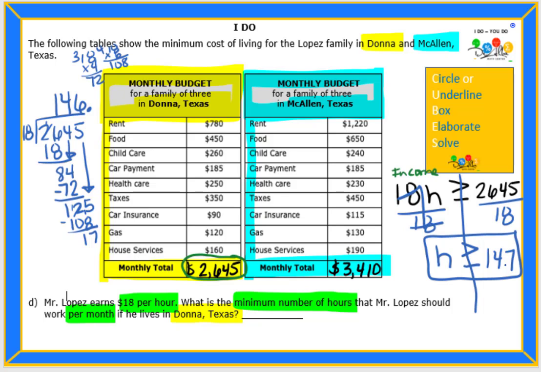So let's go back to our question. Mr. Lopez earns $18 per hour. What is the minimum number of hours that Mr. Lopez should work per month if he lives in Donna, Texas? We would say about 147 hours.